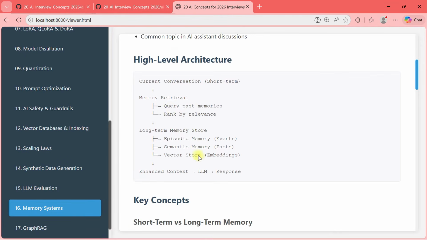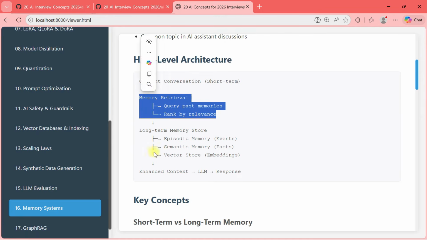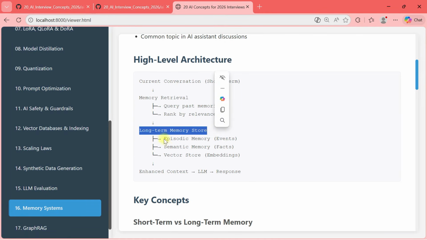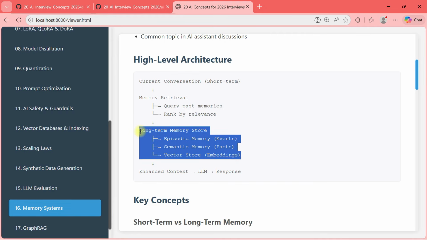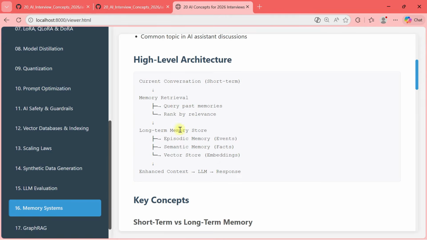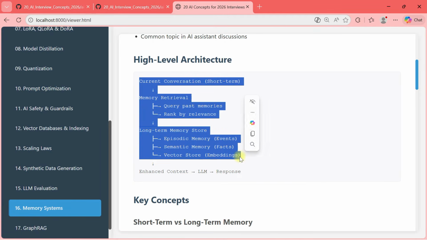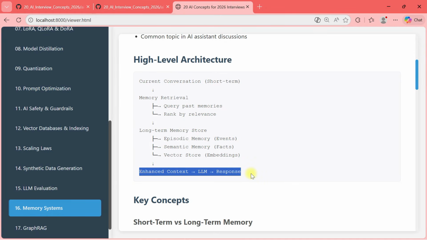Okay, so if you see here, the current conversation is short term memory. When you are doing memory retrieval, you will query past memories and rank by relevance. So here different kinds of memories will come. And then long term memory is episodic memory, semantic memory, and vector store embeddings, basically the knowledge base, you can say. So many types of memories come into the picture, and if you take all these memories, you are going to get enhanced context and a better response. Obviously the LLM will know more about me, right?